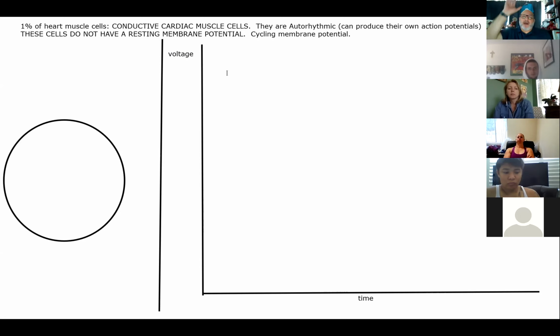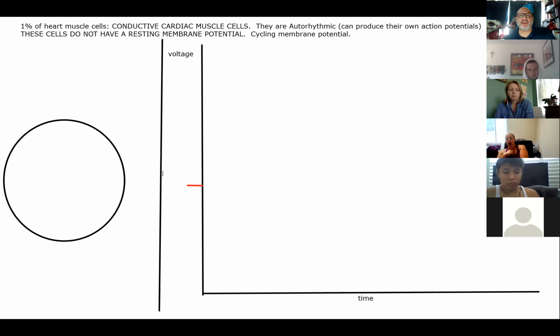Now, I've got my time, I've got my voltage, but I have an issue here. And as I've already mentioned, these cells don't have a resting membrane potential. So normally I have some point that I could put over here. Over here, that would be, that'll be okay. Yeah, we'll make that work. All right, I think that can work. That's fine. We'll put it there. A resting membrane potential. But this cell doesn't have a resting membrane potential.